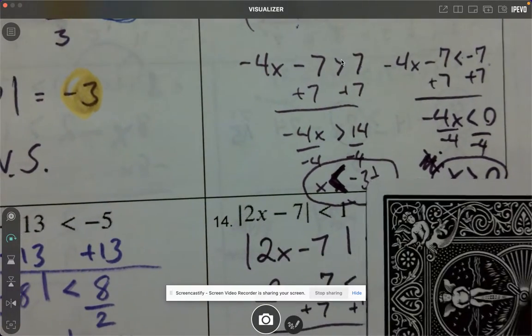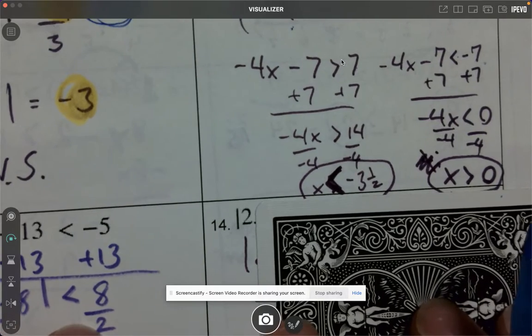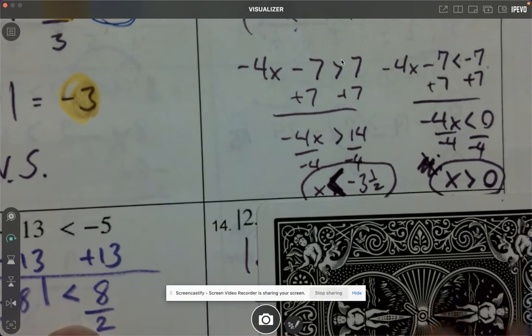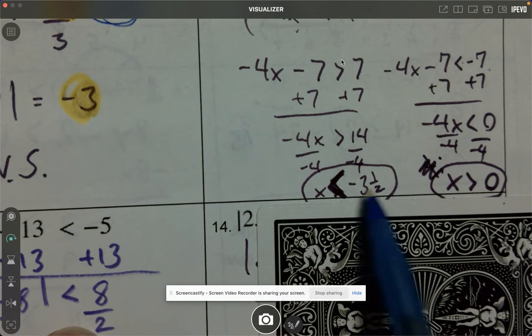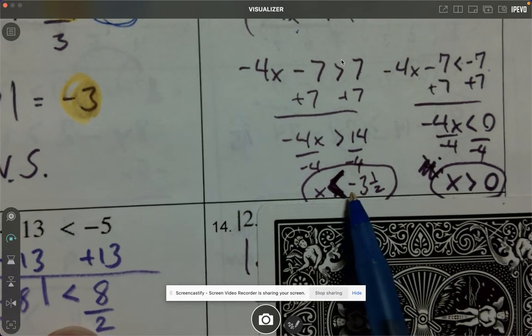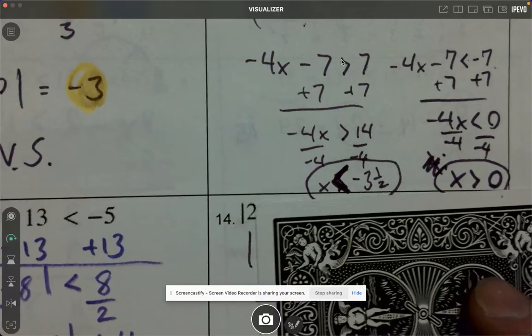I don't know if you're going to have to graph them on the test either, but if I was to graph it, you could see this would be at the 0 going that way. This would be at the negative 3.5 going that way.